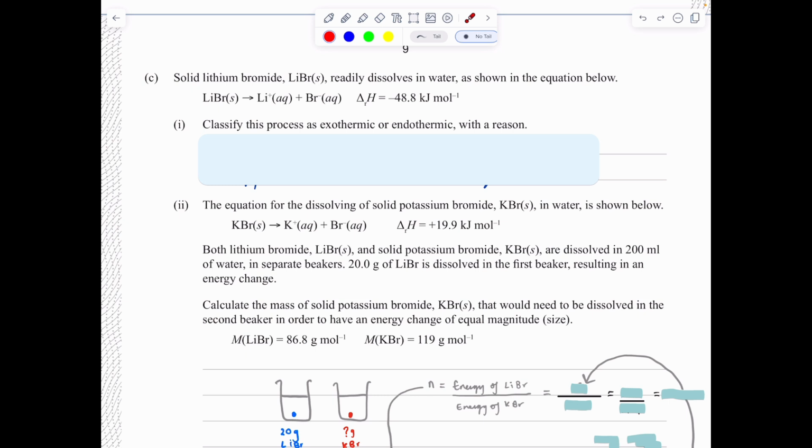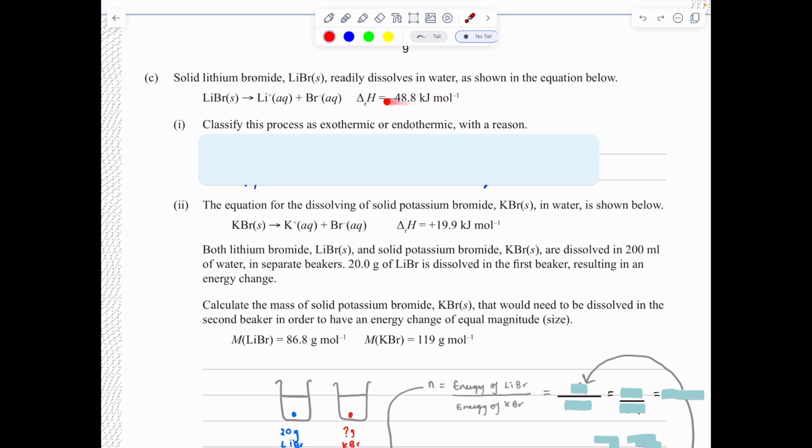Okay, so solid lithium bromide readily dissolves in water as shown in the equation below. Classify this process as exothermic or endothermic with a reason. Okay, as you can see here, take a minute to have a look at this enthalpy, okay, this delta H value. Is it positive or negative? It is negative. So, is it going to be exothermic or endothermic?